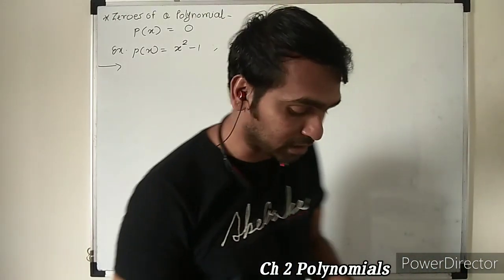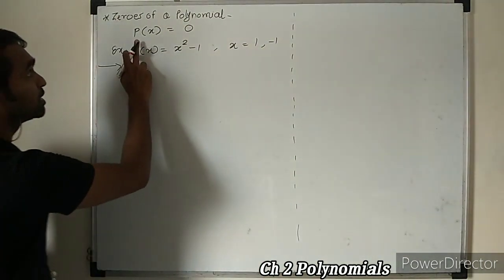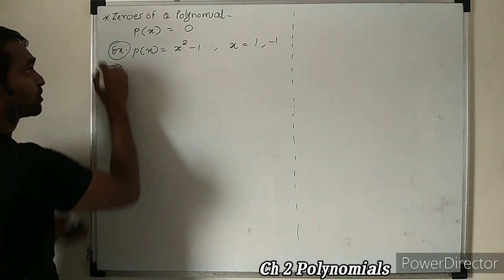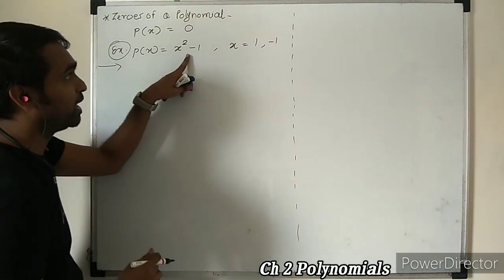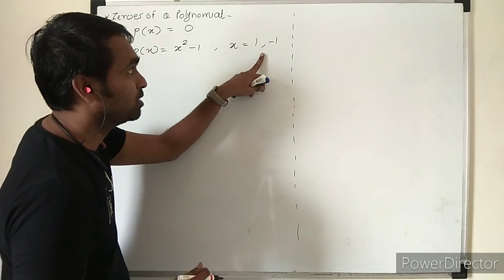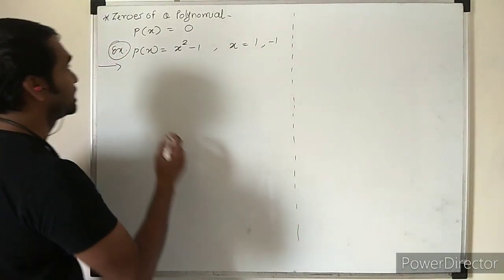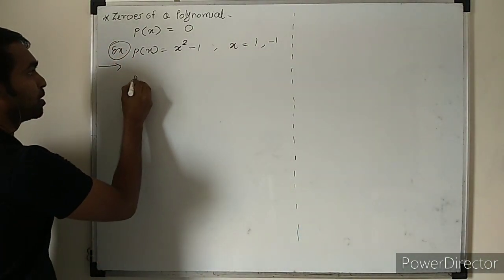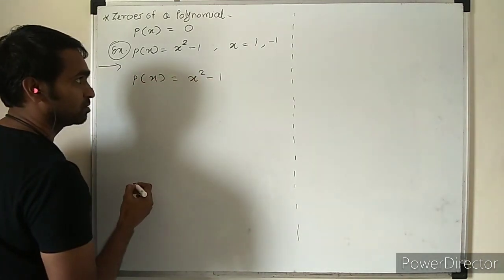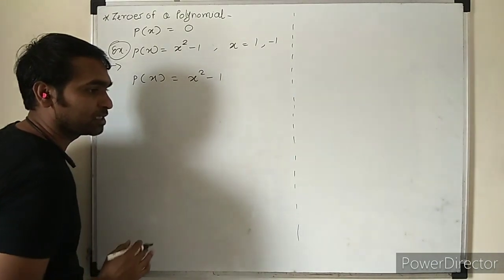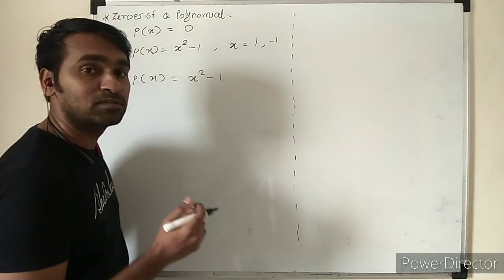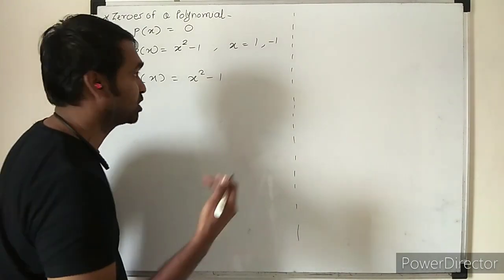Okay, see example. That is what, p of x is equal to 0. Now see example. P of x is equal to x square minus 1. Here x is equal to 1 and minus 1. Okay, now here first you will check that only what, this value you have to put in the equation, and then your answer becomes 0 or not. Then write yes or no.